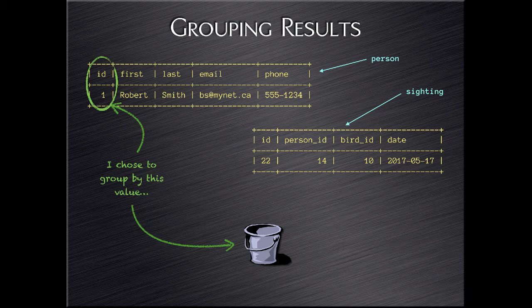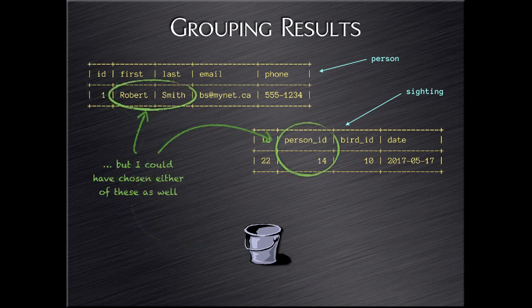That's the one that I chose. But I've got several other options here. I could have chosen either one of these, for example. One of the columns I'm doing in the select clause is that I'm aggregating the first and last name, and so I could use that as the label for a bucket. Another choice would be right on the sightings table, where I'm using a foreign key from the person table. So that is a possibility as well.